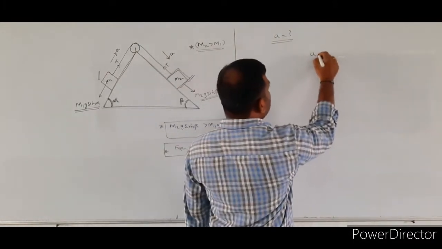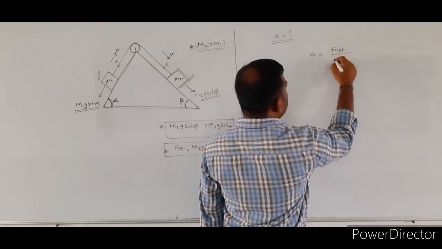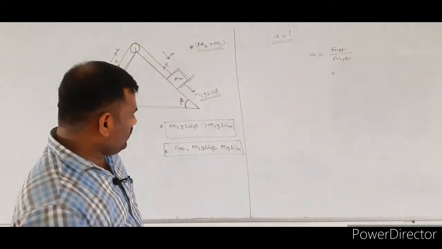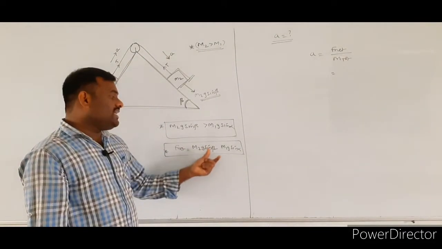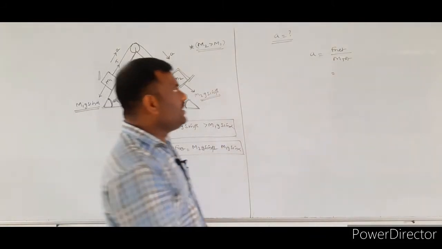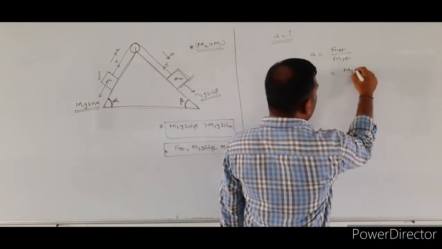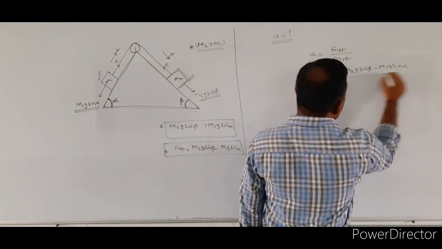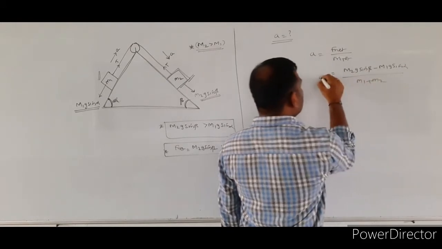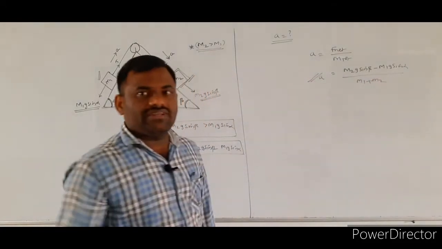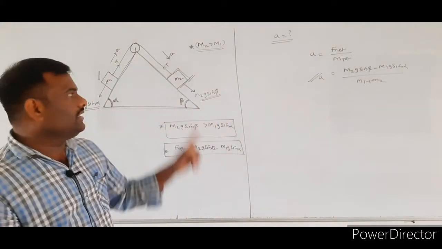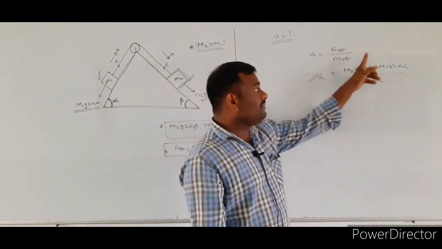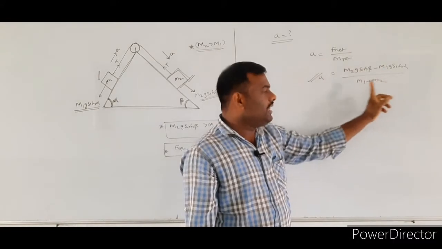Therefore, already we know the general equation for the acceleration. Acceleration is equal to F net by M total. What is the F net value here? m2g sin beta minus m1g sin alpha. So the acceleration is equal to m2g sin beta minus m1g sin alpha divided by the total mass present here, m1 plus m2. So the acceleration of the system, whenever the two blocks are placed over the triangular shaped wedge, is given by a equals m2g sin beta minus m1g sin alpha by m1 plus m2.